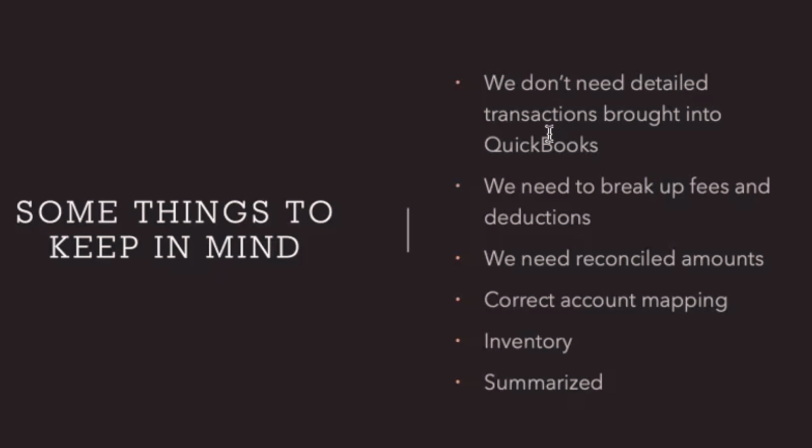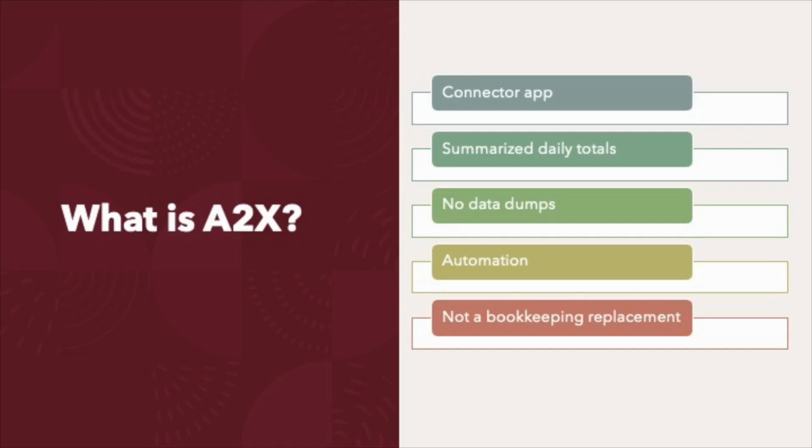So the app that I recommend, the app that I'm more familiar with, is A2X. A2X is a connector app from Shopify into QuickBooks. It brings in daily summarized transactions. There are no data dumps. This way, QuickBooks will run smoothly. Of course, this automates the processes for you, but we have to be careful that this is not a bookkeeping replacement. You still have to keep track. You still have to keep on top of it, right?